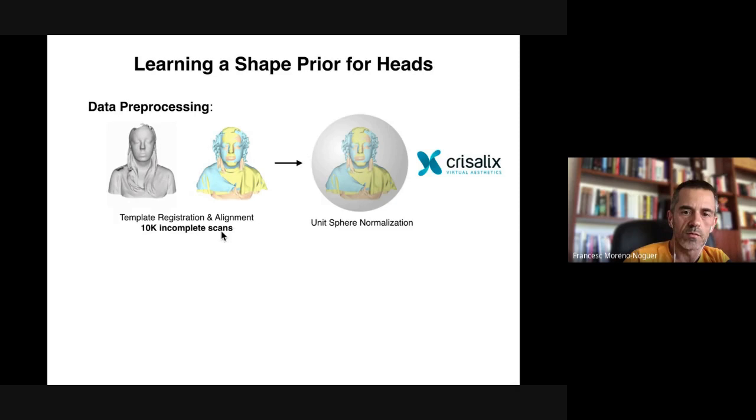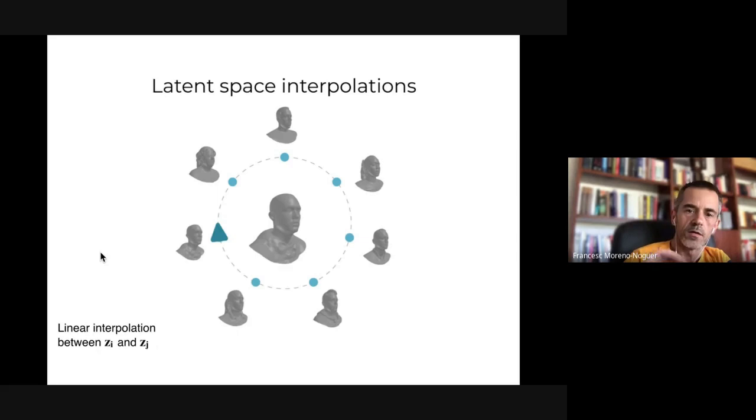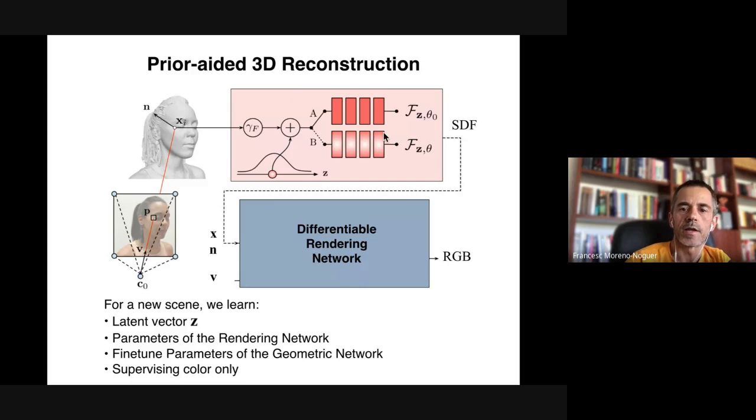Basically, we trained the geometry network prior such that it could be controlled by a latent vector of a few dimensions, I think 128 or 64, from which we can produce 3D shapes of full heads. If we interpolate between these latent vectors, we can smoothly transition between the different 3D models. So we substituted the geometry network with this prior-aided network, and with this we sped up the training procedure a lot and also obtained much more accurate results.